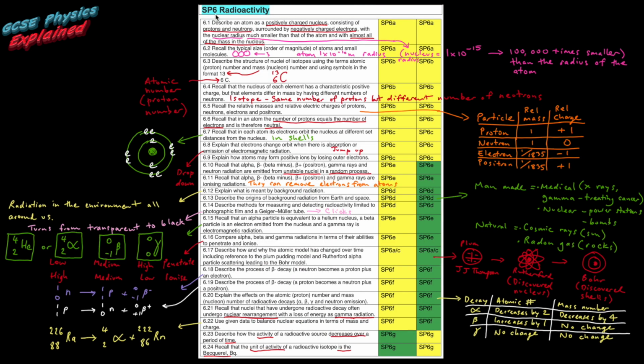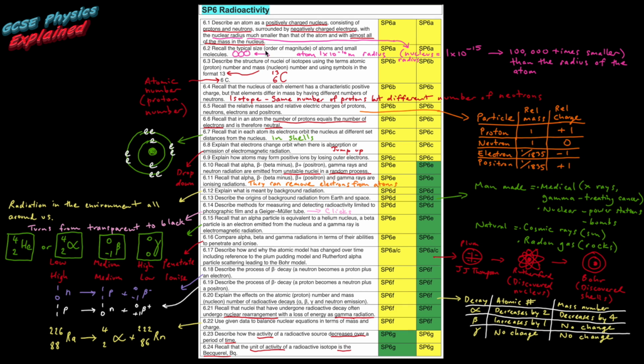SP6, which is Unit 6, Radioactivity. You can see these first few statements here are only worth 1 mark, mightn't even be on the exam. And these green ones here have got a bit more chance of being on the exam. So, describe an atom as a positively charged nucleus consisting of protons and neutrons. Well, that's why it's positive, because it's got the protons in there. Surrounded by negatively charged electrons, with the nuclear radius much smaller than that of the atom, and with almost all of the mass in the nucleus.